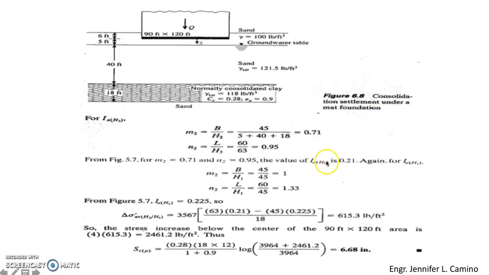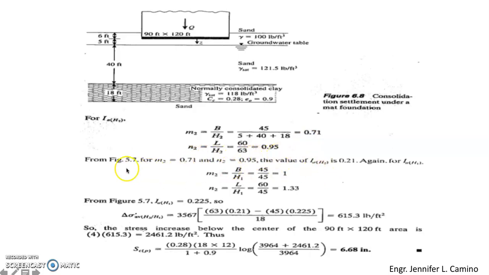Based on that, we're going to use a certain figure in chapter 5 in this book. However, this was already discussed in our soil mechanics: to get the value for the influence factor I, we have to get the values for m sub 2 and n sub 2. How to get m sub 2 and n sub 2? You have these equations: B over H2 and L over H2. If you simplify, this is 0.71 and this one is 0.95.